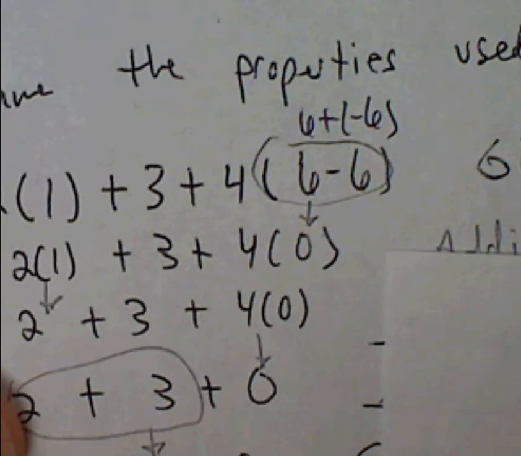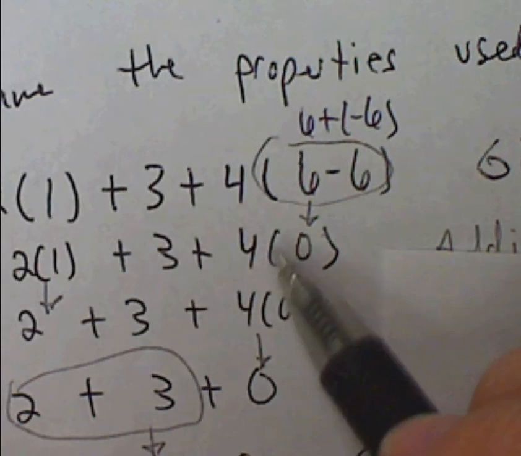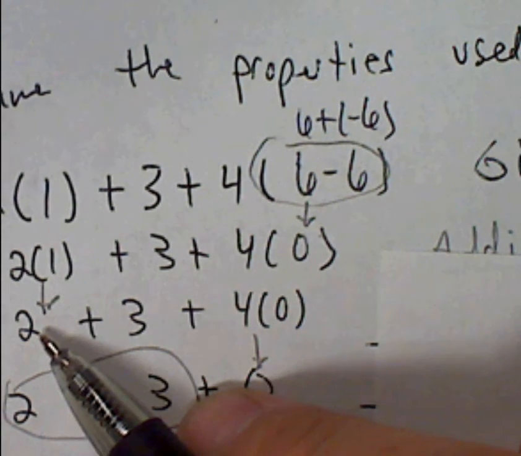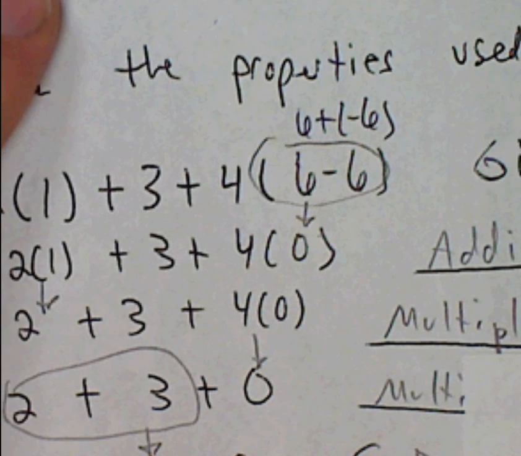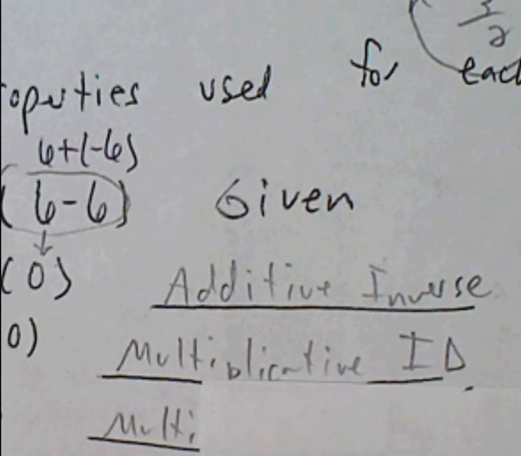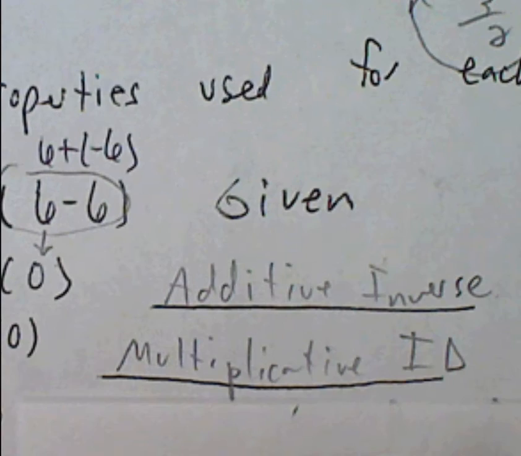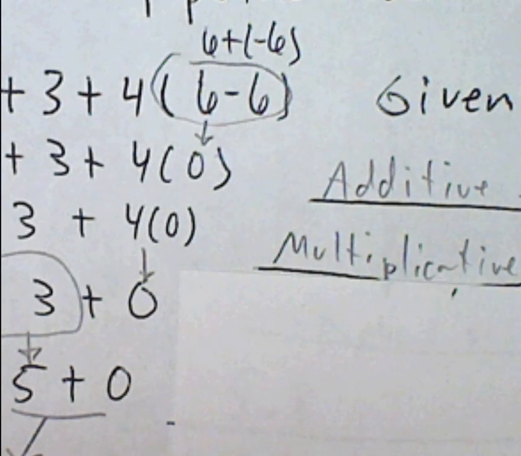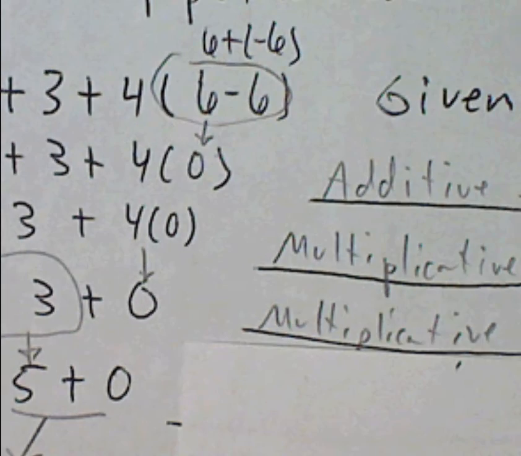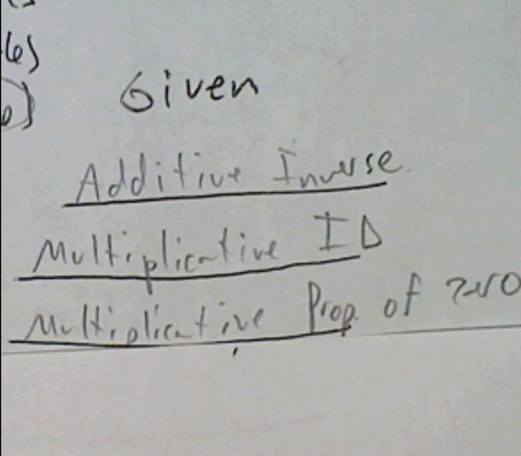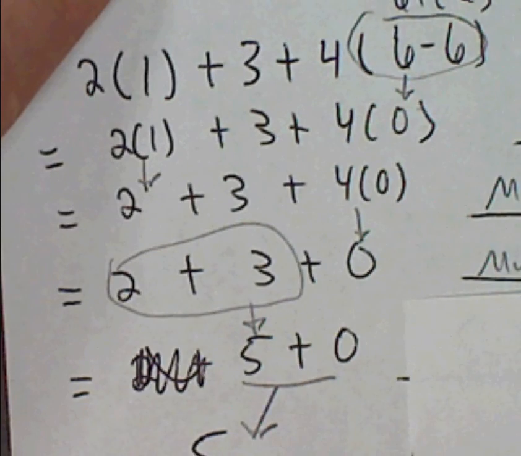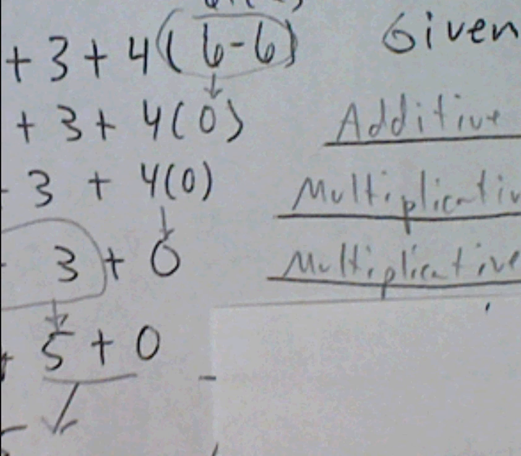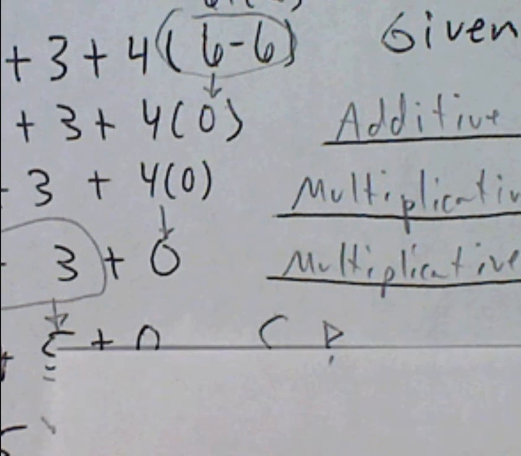The next step we have is 2 times 1 gives me 2. That's what changed. Anything times 1 is itself. That's the multiplicative identity. Then we have 4 times 0 is 0, which is the multiplicative property of 0. Then we have 2 plus 3 is 5. There's no other property except for the substitution property.